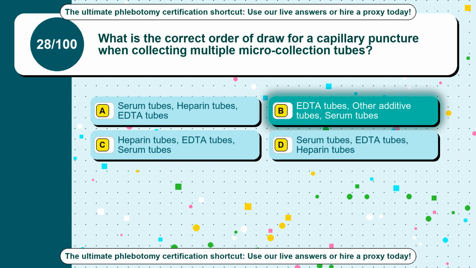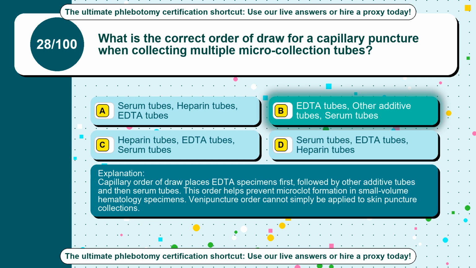The correct answer is option B. EDTA tubes, other additive tubes, serum tubes. Capillary order of draw places EDTA specimens first, followed by other additive tubes and then serum tubes. This order helps prevent microclot formation in small volume hematology specimens. Venipuncture order cannot simply be applied to skin puncture collections.